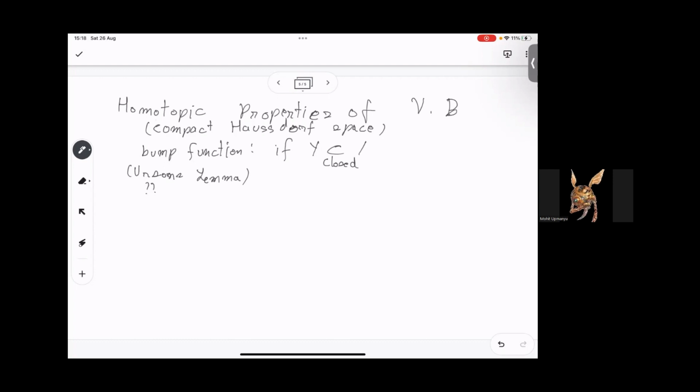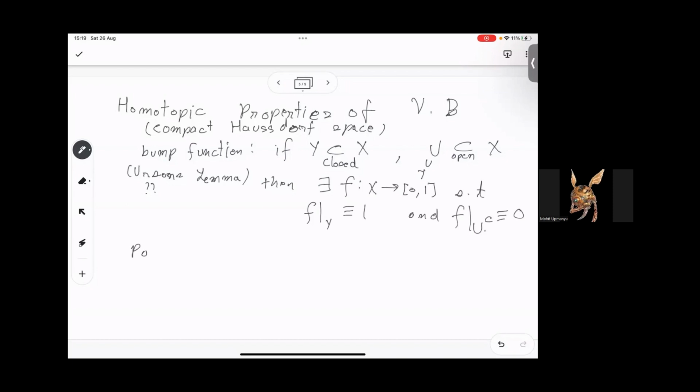So if Y is a closed subset of X, and U is an open subset of X containing Y, then there exists a function f from X to [0,1] such that f restricted to Y is identically 1, and f restricted to U complement is identically 0. So this is a function which takes 1 on Y and 0 outside of that open neighborhood. And another thing that we'll use is called partition of unity.